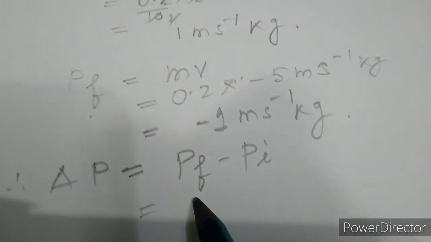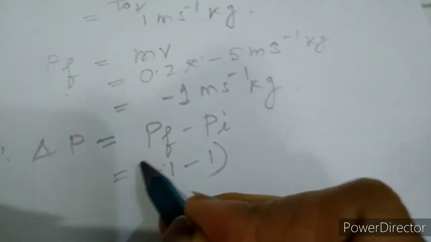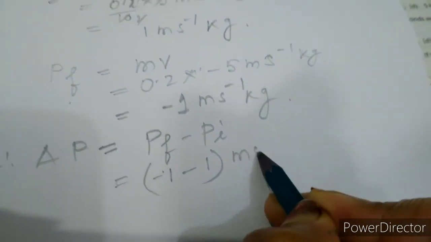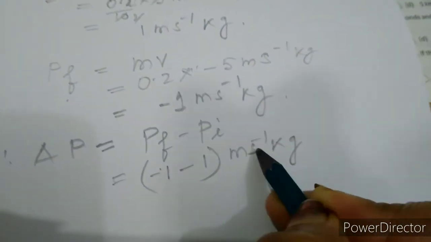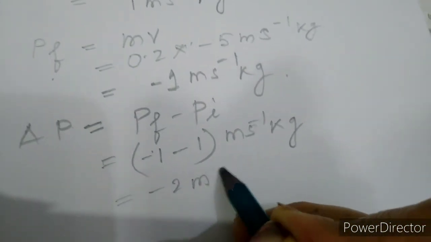So it will be PF is how much? You have found minus 1. And minus PI is equals to how much? That is also 1. So its unit is meter per second and kg. So it will be minus 2 meter per second and kg. This is the answer. Okay.